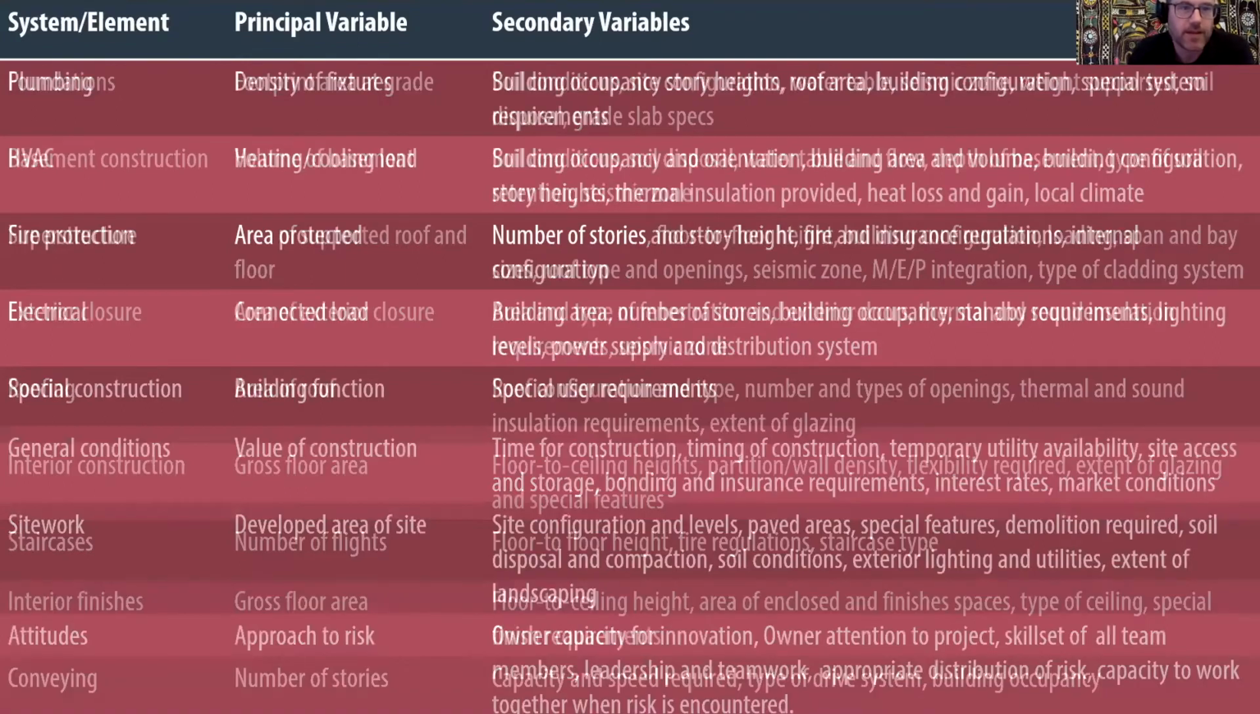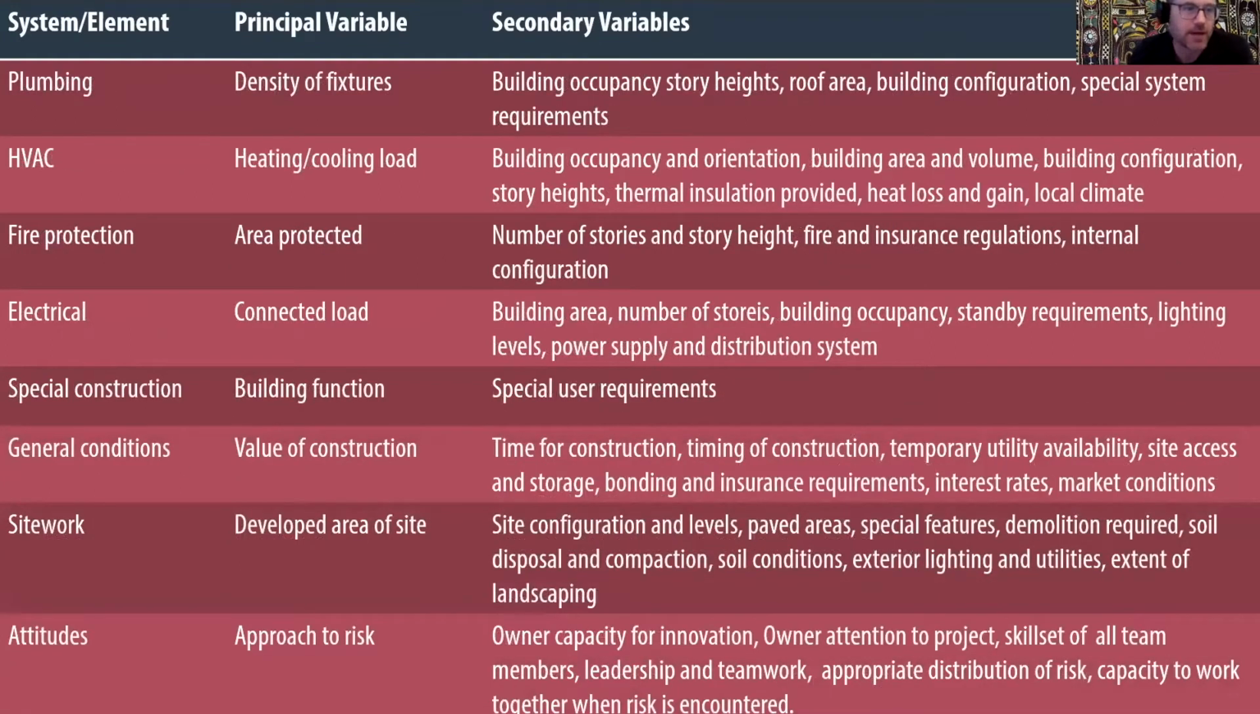And this is the second page of it, into plumbing, HVAC, fire protection, electrical, general conditions, site work, and even attitudes, like the approach to risk. A secondary variable there is the owner's capacity for innovation, the owner's attention to budget, the skill set of all the team members, leadership and teamwork, et cetera. So just to give you a little overview with these slides, we're always thinking about these variables.